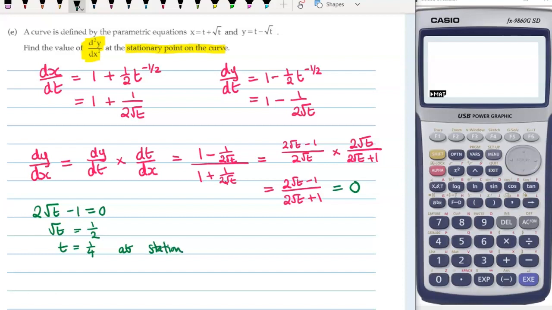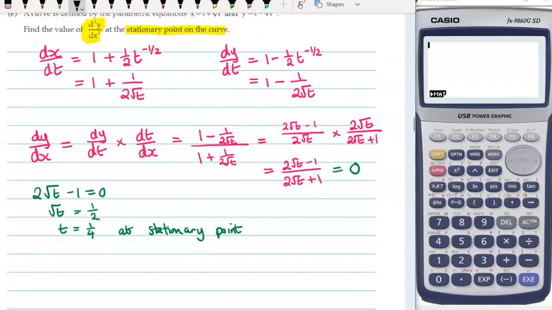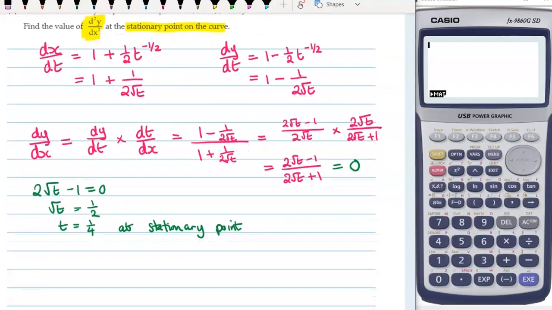At our stationary point, and I just have to think about the spelling there, stationary point, there we go. All right, now let's find the second derivative. Now to do the second derivative, we differentiate dy by dx, this thing here, we're going to differentiate that again, and then you have to times it by dt by dx again. This one's on your formula sheet.